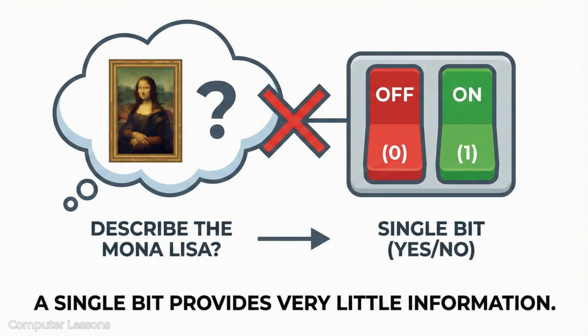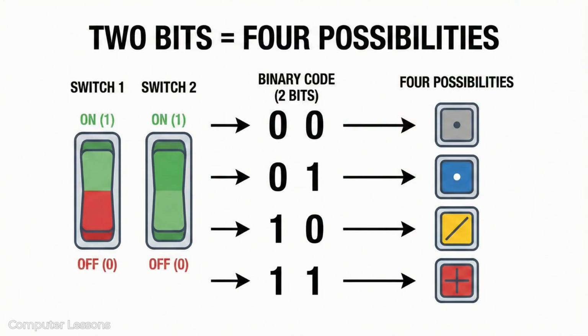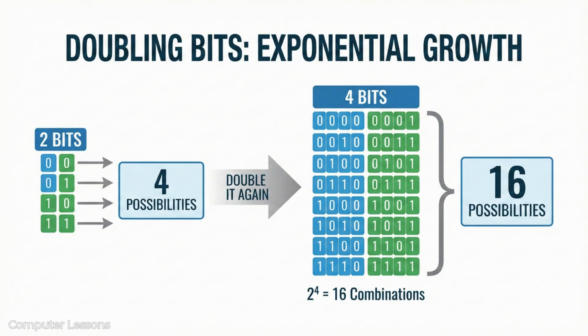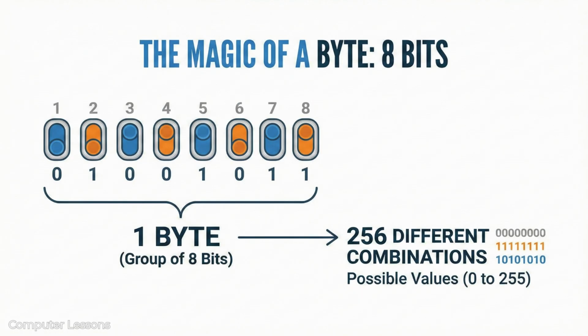Now imagine I ask you to describe the Mona Lisa, but you can only use a single yes or no. You can't do it. A single bit provides very little information. But what if we add another switch? Now we have 2 bits. We can have 00, 01, 10, or 11. That's 4 possibilities. If we double it again to 4 bits, we have 16 possibilities. And if we go up to 8 switches lined up in a row, now we have 256 different combinations.